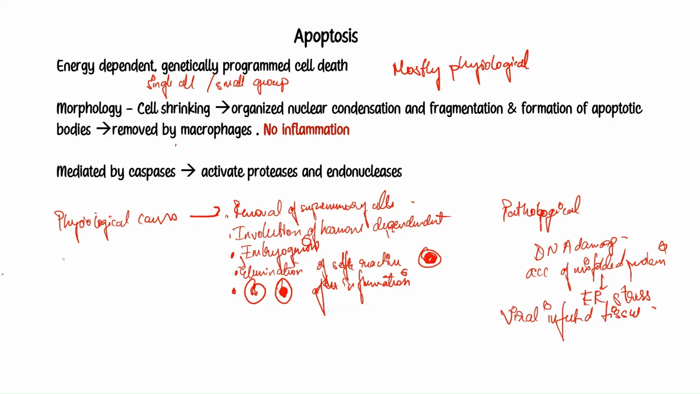This morphology is very different from what is happening in necrosis. So here, normally you see a cell, it's a normal cell. In necrosis, there is swelling and formation of blebs. Here in apoptosis, there is cell shrinkage, and also there is formation of blebs. These blebs are formed to form apoptotic bodies later on, which can be removed by macrophages, and there is no associated inflammation.